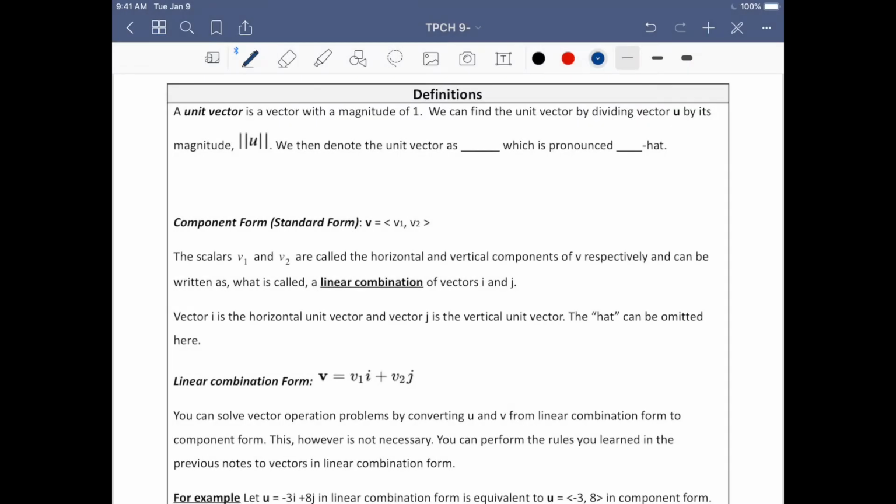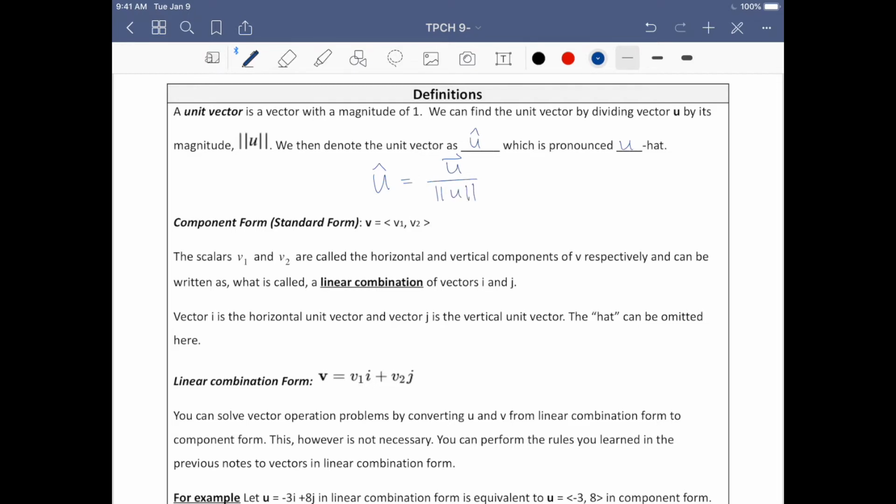A unit vector is a vector with a magnitude of 1. We can find the unit vector by dividing vector u by its magnitude. We then denote the unit vector as such, which is pronounced u hat. As an equation, we would say that u hat equals the vector u divided by the magnitude of u.